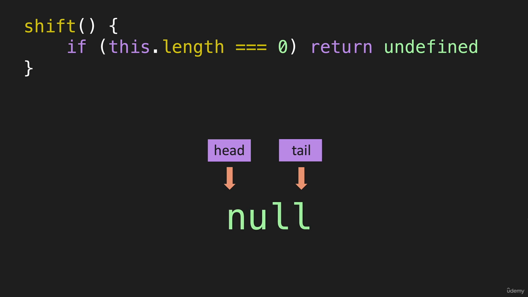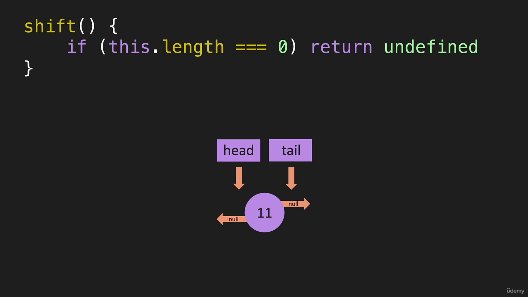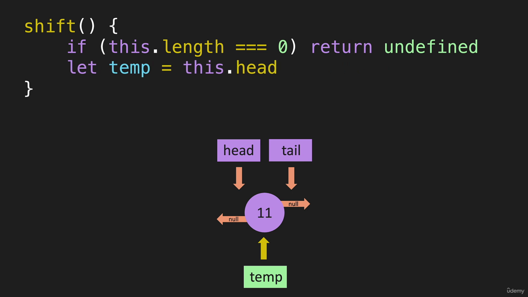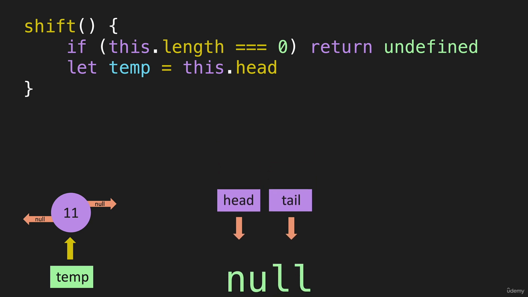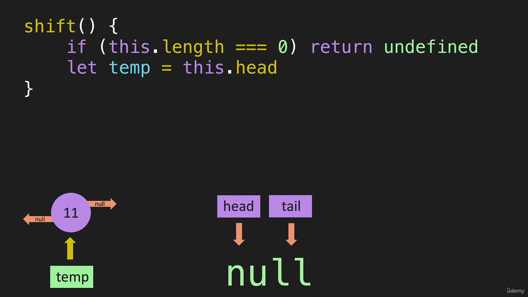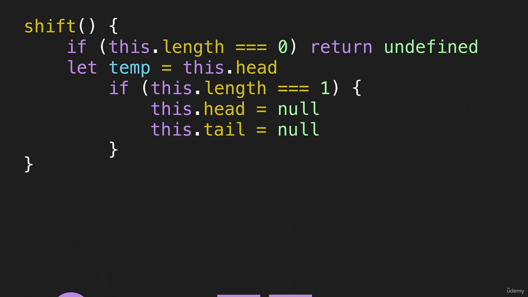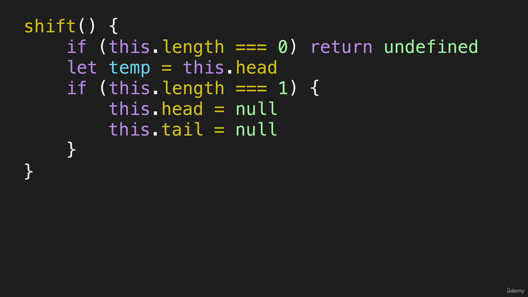So the next situation is for when we have one item. And it doesn't matter if we have one item or two or more items, we are going to need the temp variable. So I'm going to declare that here and just set that equal to head. But when we remove the one item, we do have to set head and tail equal to null. And I'll do that like this. If the length is equal to 1, we're going to set head and tail equal to null. So now we've written code for 0 items and 1 item.